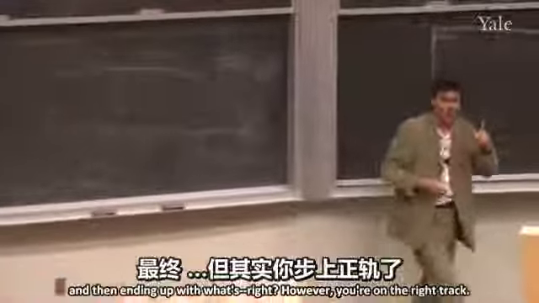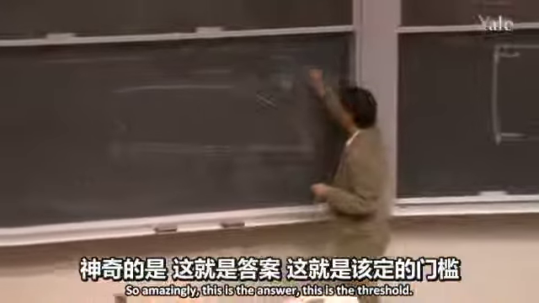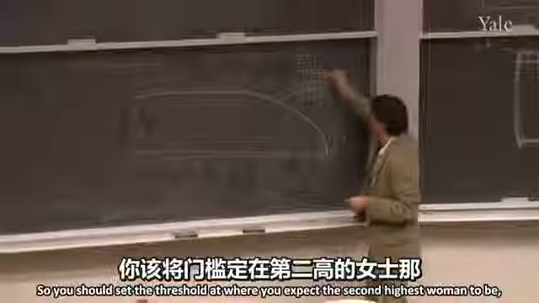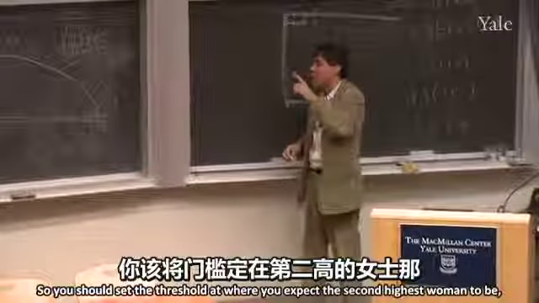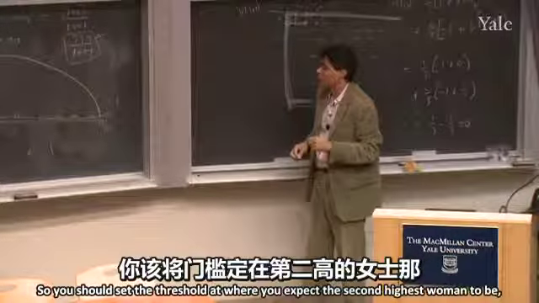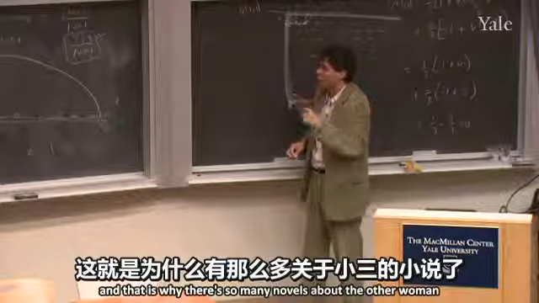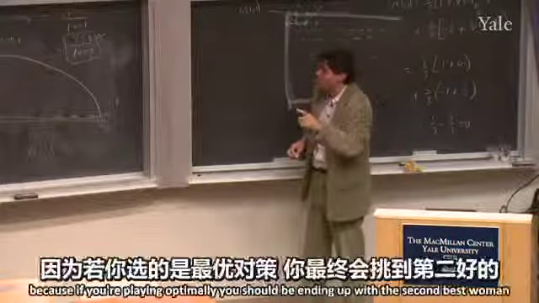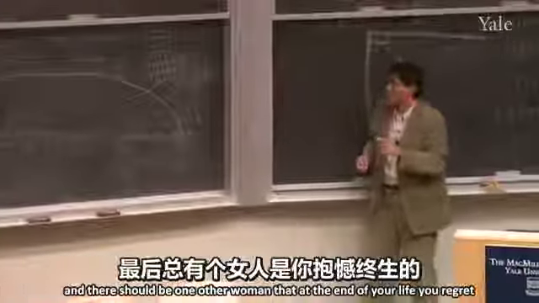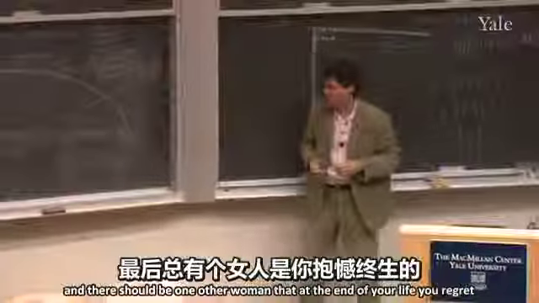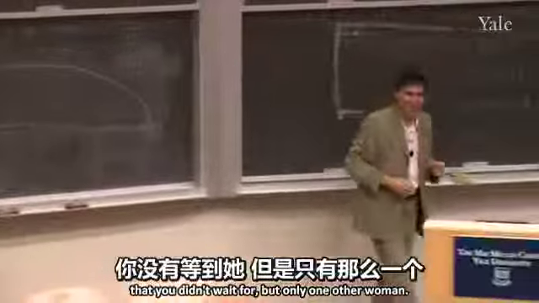Okay. However, you're on the right track. So amazingly, this is the answer. This is the threshold. You should set the threshold at where you expect the second highest match to be, and that is why there's so many novels about the other woman. Because if you're playing optimally, you should be ending up with the second best woman, and there should be one other woman that at the end of your life you regret that you didn't wait for, but only one other woman.